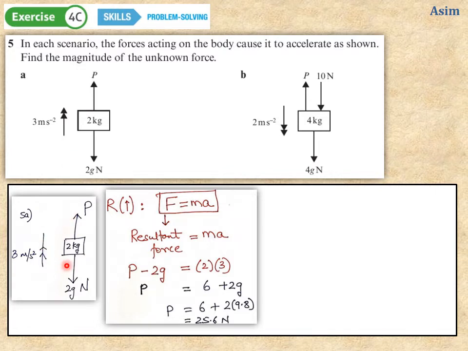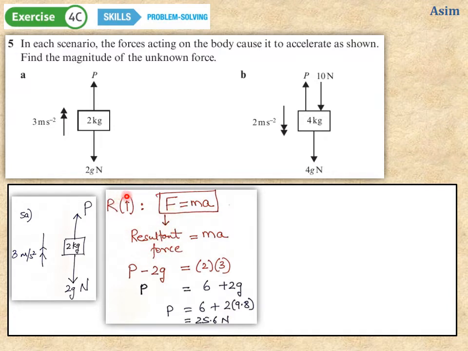Remember, in the whole, there are three chapters now. Dynamics basically is divided into three chapters in your textbook: Chapters 4, 5 and 6. You'll be doing the same thing again and again. Because the object is accelerating, we'll be using the formula for force and acceleration, F equals ma, where remember F here will be the resultant force.